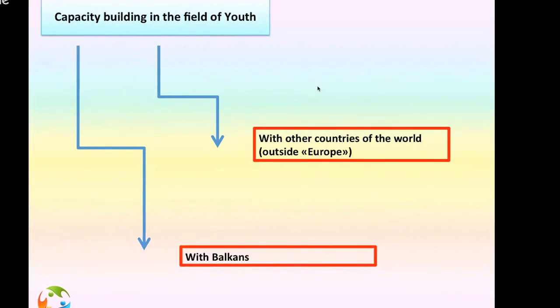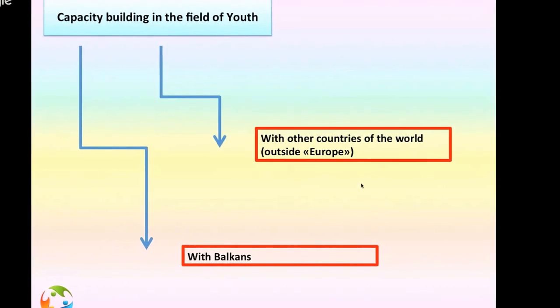And there are also some other specifications, for example that European countries have to give priority to the actions that are going to build capacity. Instead, for the Balkans organizations, they have to give priority to the mobility actions. More specifications you can find in the user guide.